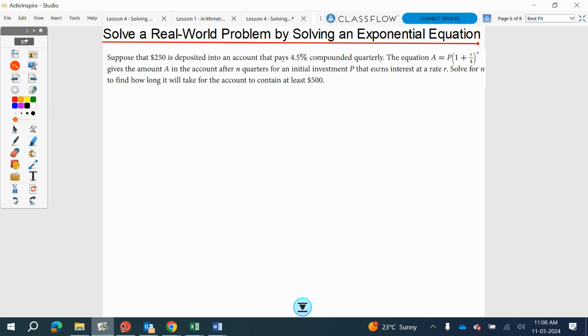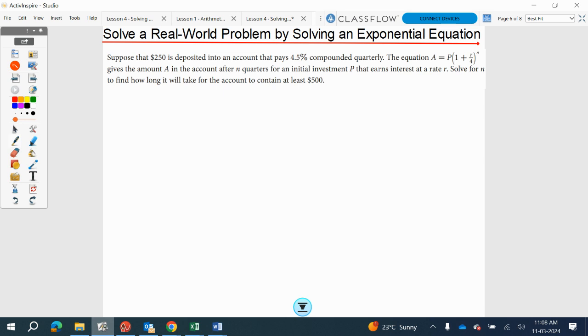Okay, I'm going to go through this one as an example. Going through this one as an example, we've got 250 deposited in an account that pays 4.5% compounded quarterly. The equation gives the amount A in the account after n quarters for an initial investment P that earns interest at a rate R. Solve for n to find out how long it takes for the account to contain at least 500.